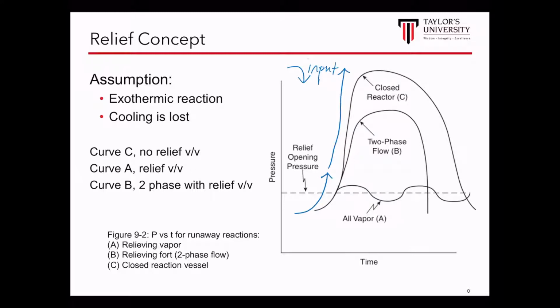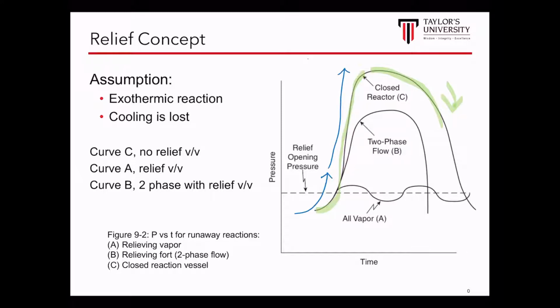However, assuming the input is off, meaning we do not have any extra input, the pressure and temperature will continue to rise. If it's a closed reactor, let me draw this out. It will continue to rise, and without a relief system, when all the chemicals have reacted, meaning there are no more chemicals that can react, it will slowly come back down.